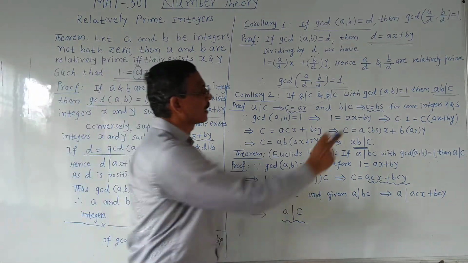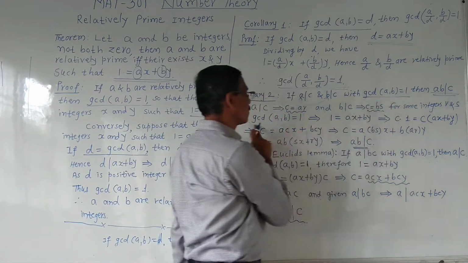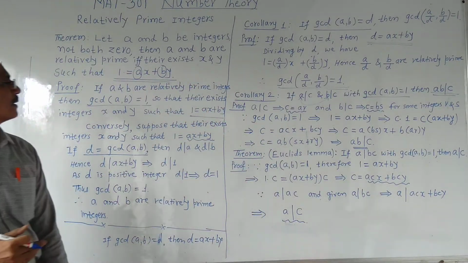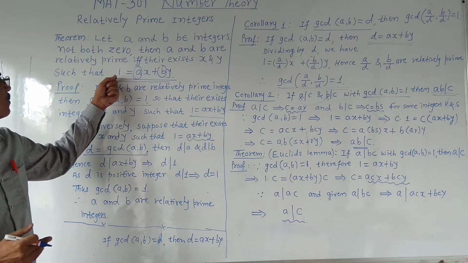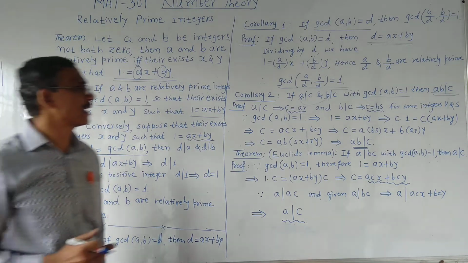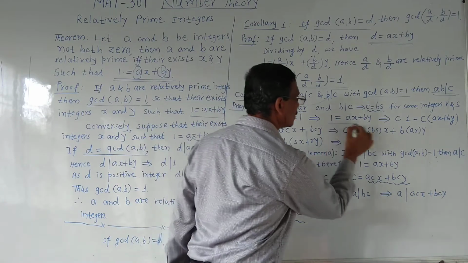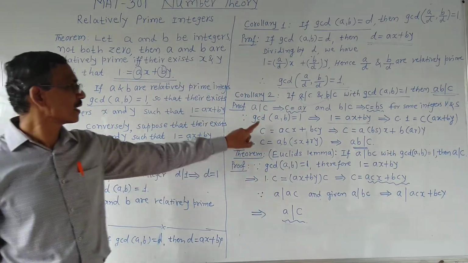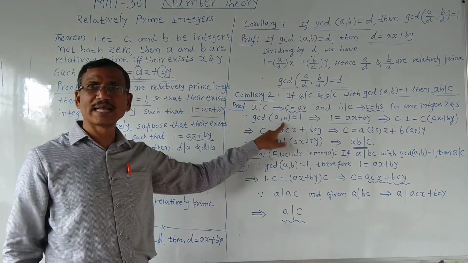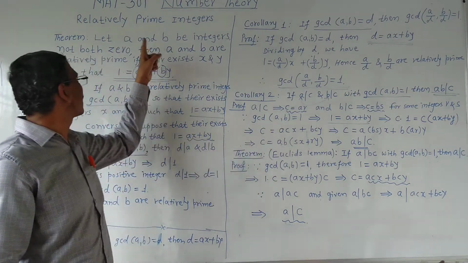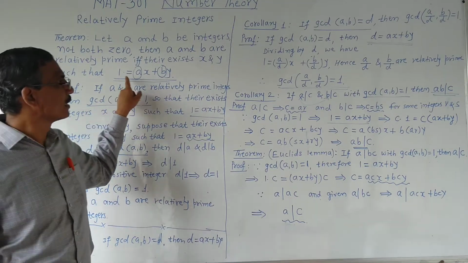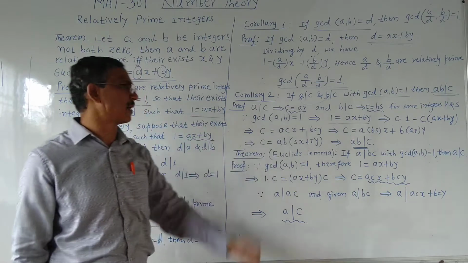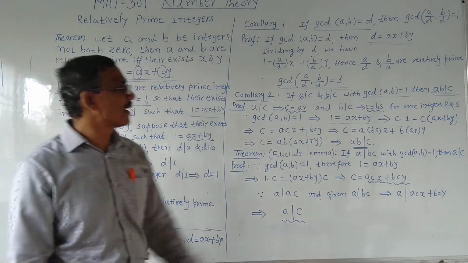Again, it is given that the greatest common divisor of a and b is equal to 1. As the greatest common divisor of a and b is equal to 1, then using this theorem, we must have 1 equal to ax plus by. That means these are relatively prime integers. If these are relatively prime integers, then we must have 1 equal to ax plus by using the theorem.